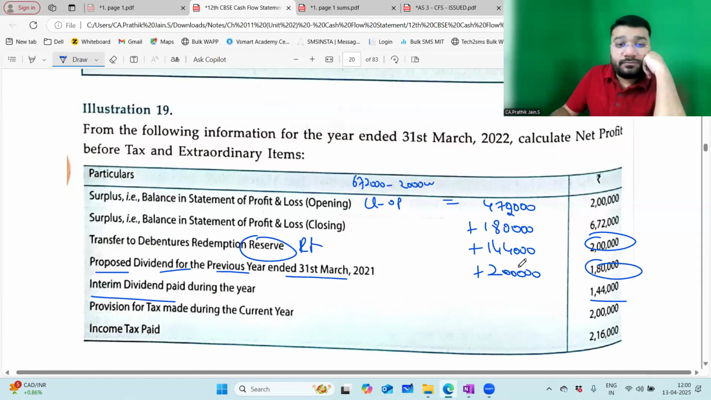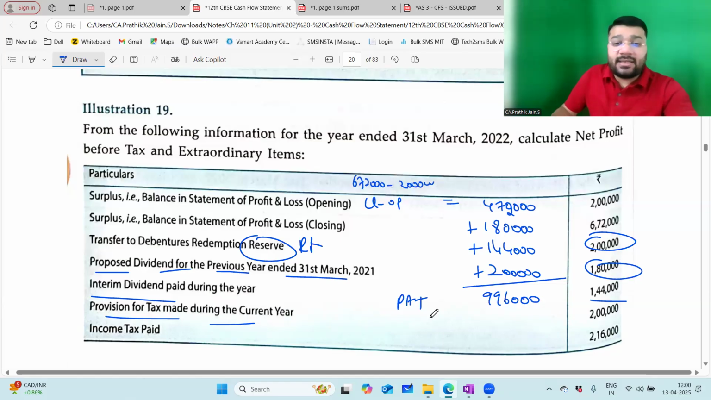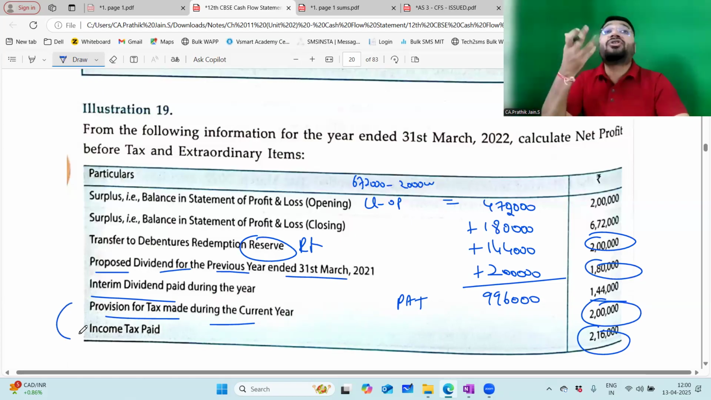Then I will get how much? 9,96,000 is profit after tax. Wonderful. Then is there any provision for tax? Yes, sir, during the year 2 lakh rupees. Sir, provision for tax is given, income tax paid is given. Which should I take? Please tell me.